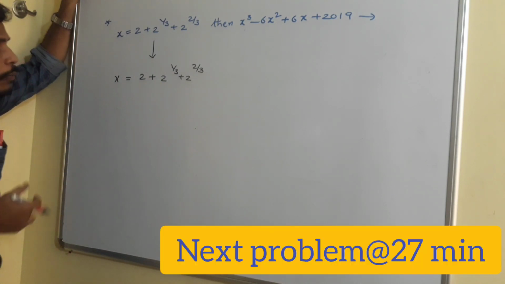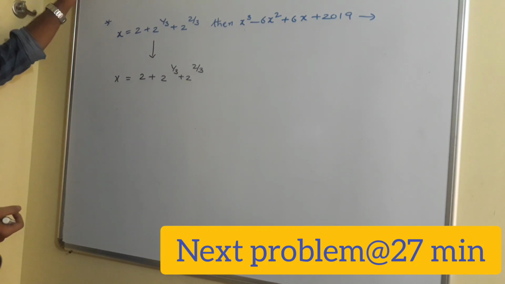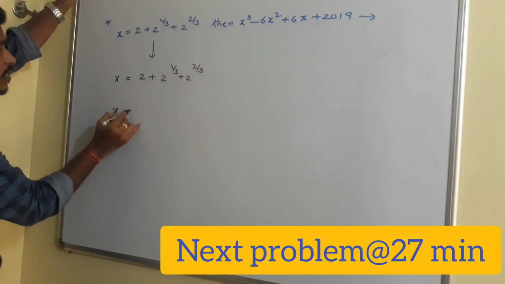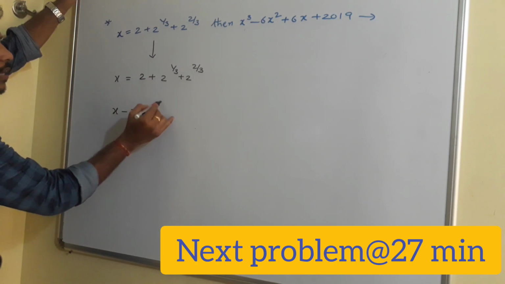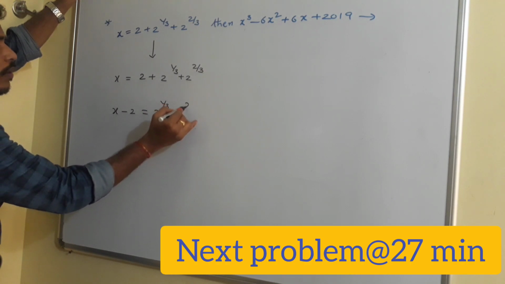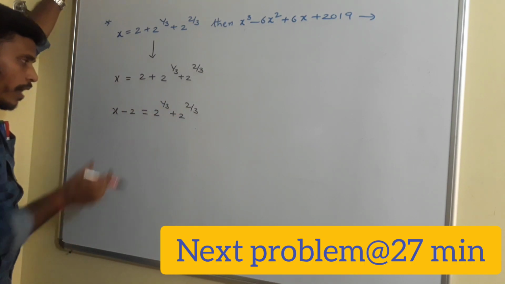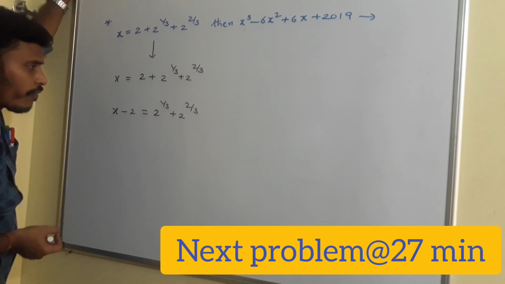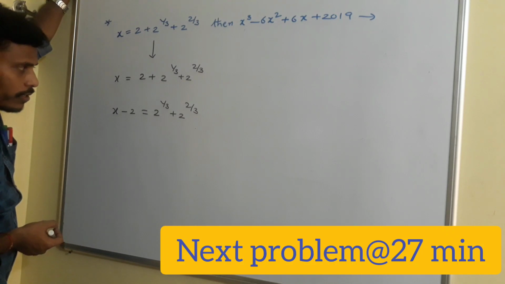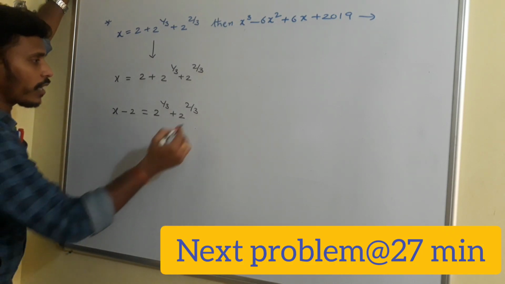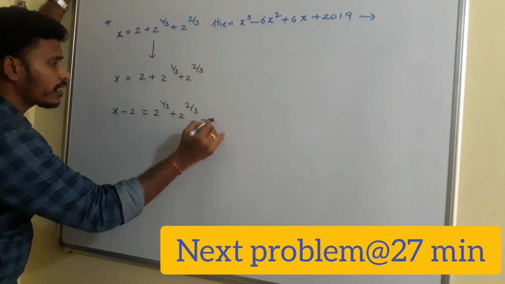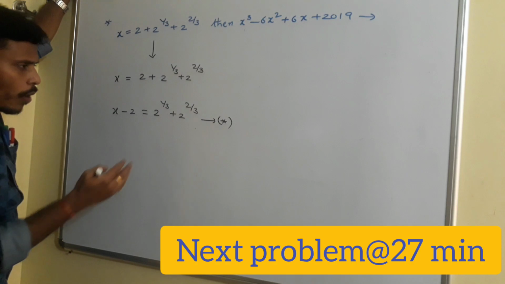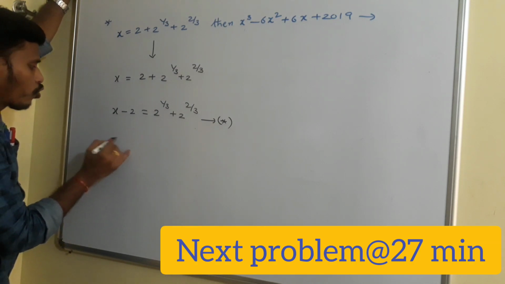So if you wish to cube on both sides, it may be somewhat difficult to cube this side because it is 3 terms. Now my idea is to send 2 to the left side, so it becomes x minus 2 is equal to 2^(1/3) plus 2^(2/3). Now it is somewhat comfortable to take cubing on both sides. Since we are cubing it on both sides, you need to keep this relation in mind. Just mark it as relation star. Now just cube on both sides.